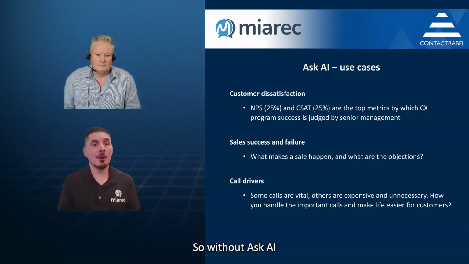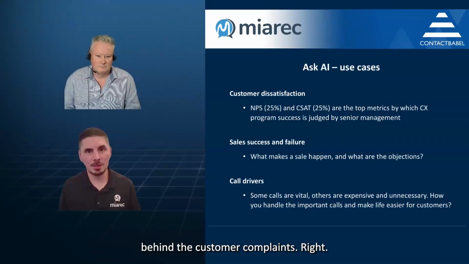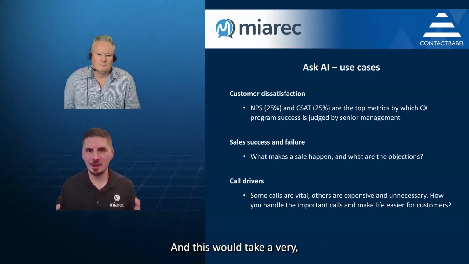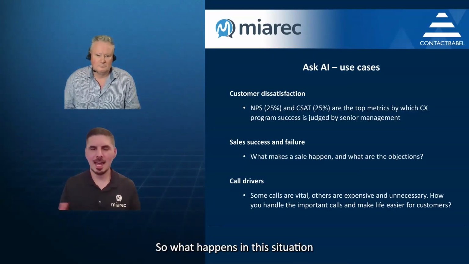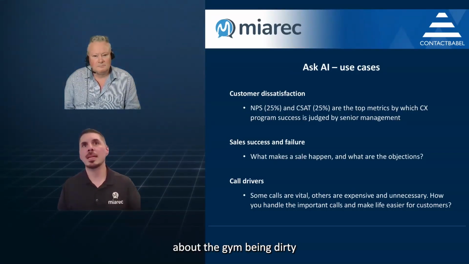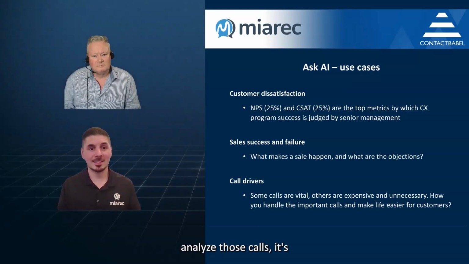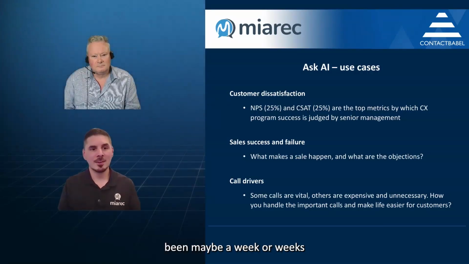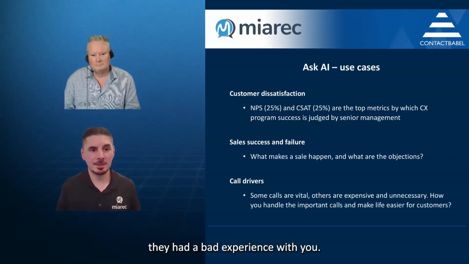So without Ask AI, you would need to have some analysts analyze those 1,000 calls to figure out the why behind the customer complaints. And this would take a very, very long time, even though you've already used AI to tag those calls. Let's say customers were complaining about the gym being dirty or something in the hotel. After the analyst analyzes those calls, it's been maybe a week or weeks, and those customers are already gone. They're already at home. They've already forgotten, and they had a bad experience with you.